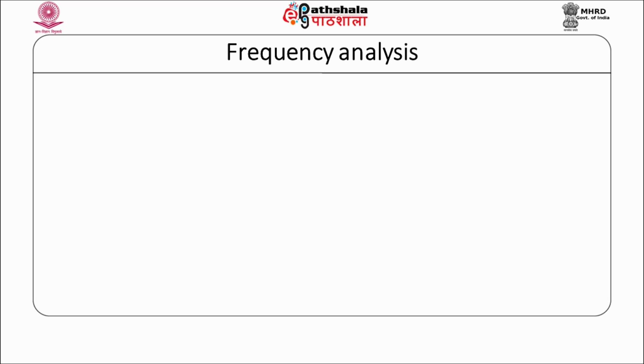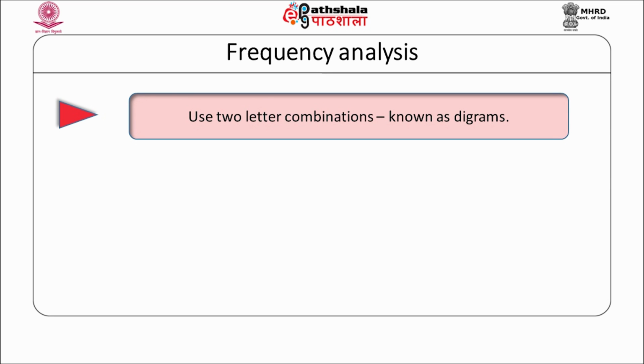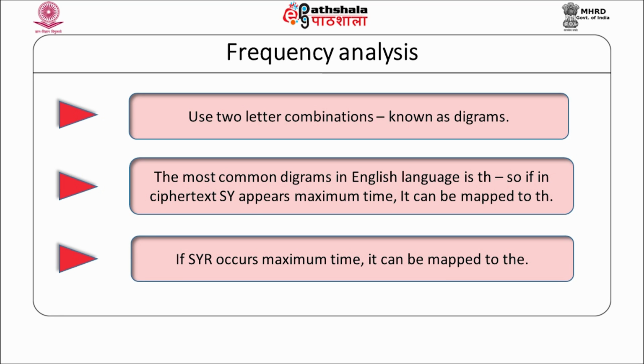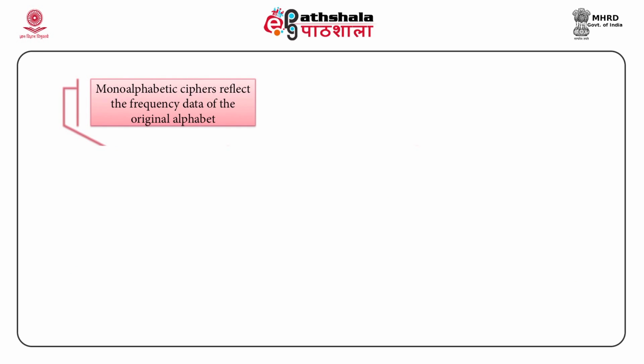For frequency analysis, use two letter combinations. If we use a two letter combination, it is called digrams. Not diagrams, it's digrams. The most common digram in the English language is TH. Fine. So, if in my ciphertext SY occurs the maximum number of times, it can be mapped to TH. So, if we say SYR occurs the maximum number of times, we can relate it to THE, that says the. Monoalphabetic ciphers reflect the frequency data of the original alphabet, so they are easy to break.